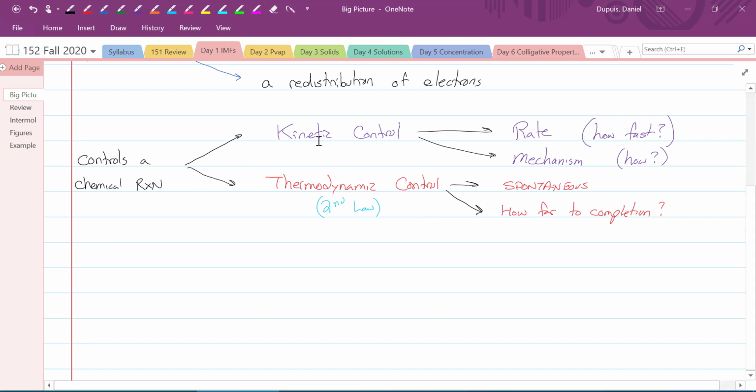Here, kinetic control, can I go? Yes. Thermodynamic control, can I go? No, you can't go. And they don't talk. Well, kinetic said I can. Doesn't matter. All right, so they're both independent. Like, can you go or not?